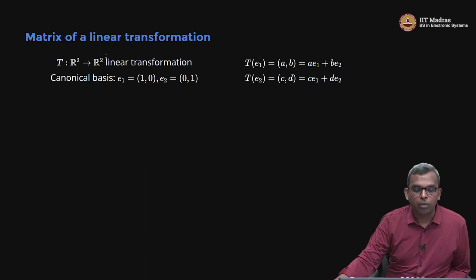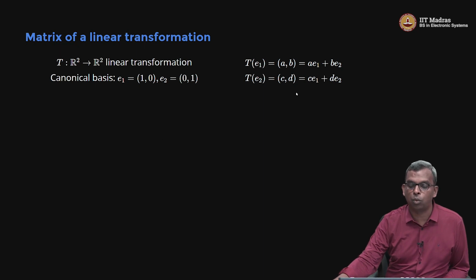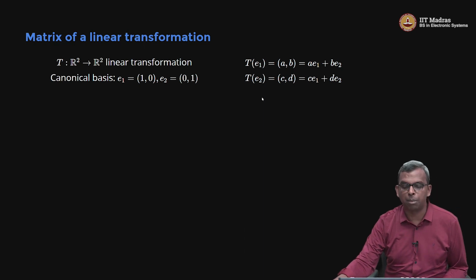Okay, what we'll define here is something called the matrix of a linear transformation. To define it, you need a linear transformation to begin with, and you will need a basis. So we're going to pick the canonical basis and specify the linear transformation by what it does to the basis elements. T of E1 is (a, b), let's say a E1 plus b E2. T of E2 is (c, d), let's say c E1 plus d E2. We've been doing this so far, I'm just repeating this.